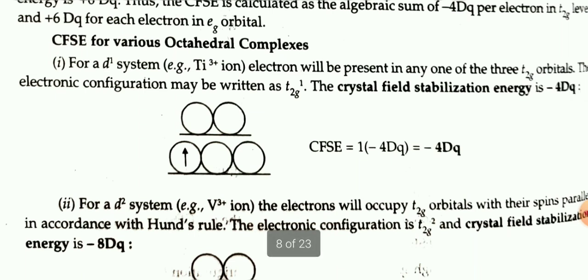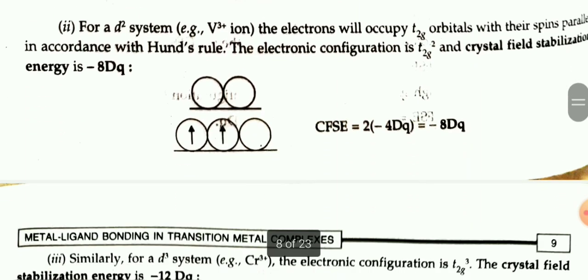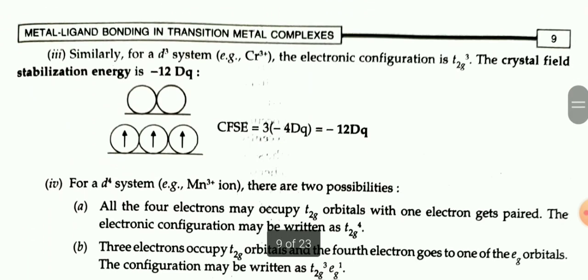CFSE for various octahedral complexes. First, for a d1 system, the electron will be present in any one of three T2g orbitals. The electronic configuration may be written as t2g1. The crystal field stabilization energy is minus 4 Dq. Second, for a d2 system, the electrons will occupy T2g orbitals with their spins parallel in accordance with Hund's rule. The electronic configuration is t2g2 and crystal field stabilization energy is minus 8 Dq. Third, similarly for a d3 system, the electronic configuration is t2g3. The crystal field stabilization energy is minus 12 Dq.